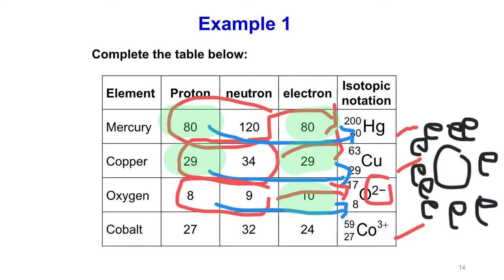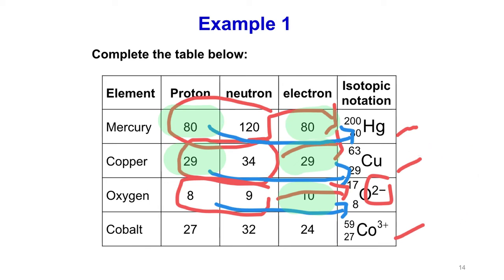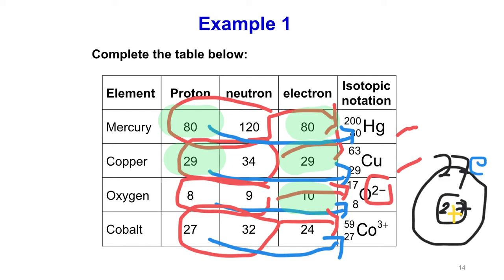For cobalt with positive charge, the total proton and neutron number is the nucleon number, written at the upper left side, and the proton number at the lower left side. In a neutral cobalt atom, the number of protons is equal to the number of electrons. Since it has a positive charge, meaning 3 electrons were removed, the number of electrons left is 24.